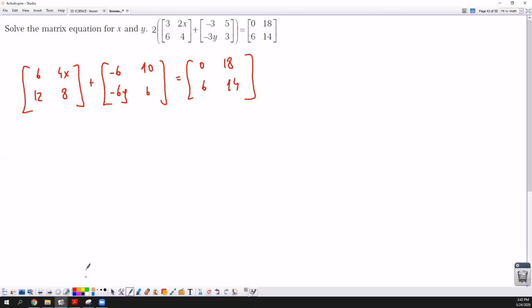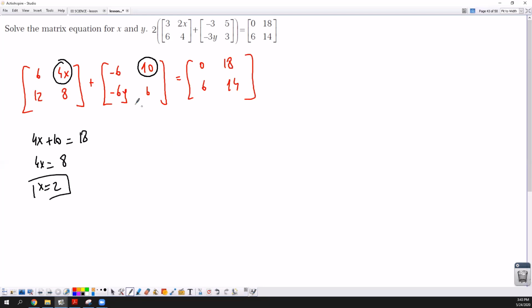And to get the value of x, we are going to focus on a12. From here, a12 is 4x plus 10. And the corresponding entry is going to be 18. So 4x is equal to 8, which means x is 2, right?